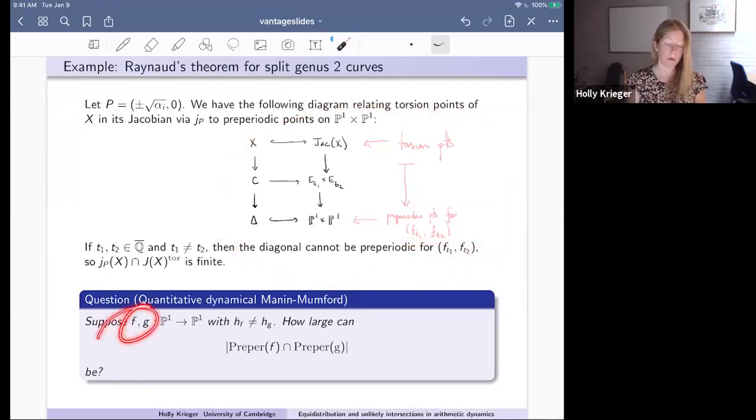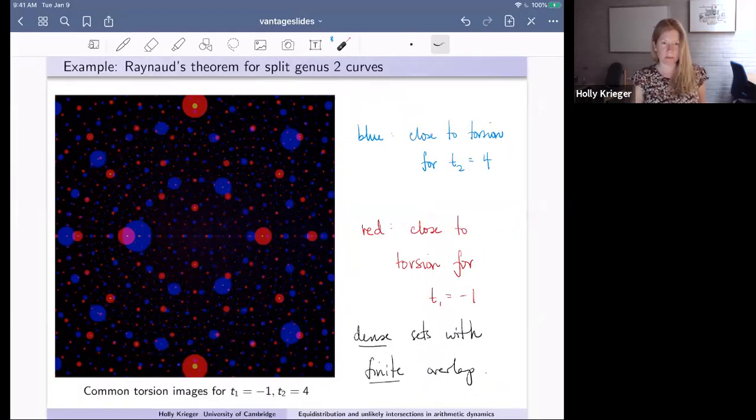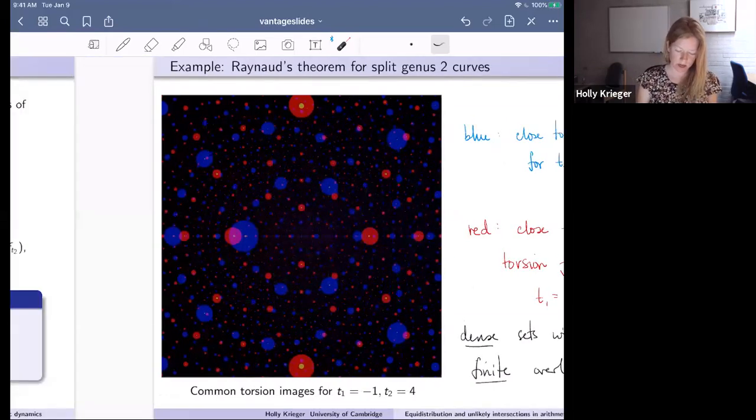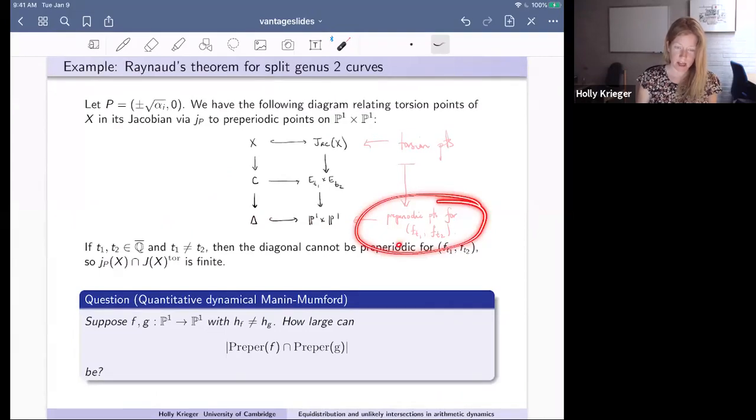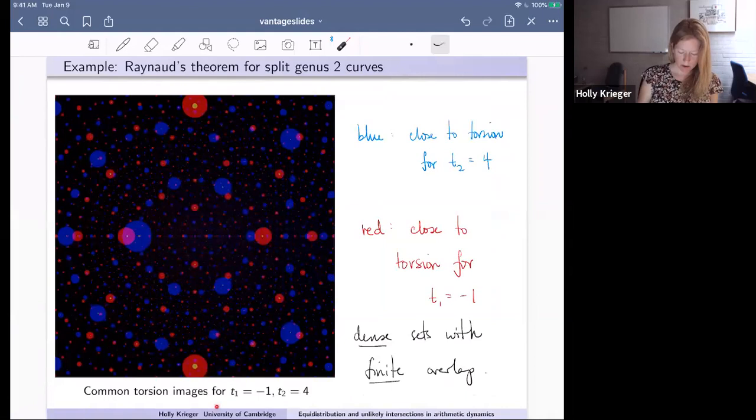If I just take two maps, say of the same degree, let's assume, and they don't have the same height function, then how large can the intersection of their preperiodic sets be? So this was the picture at the beginning. These are the preperiodic points for F_T1, F_T2 that are Lattès maps, coming from the parameters T1 equals minus 1 and T2 equals 4.